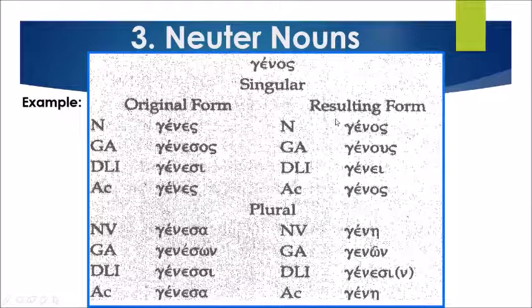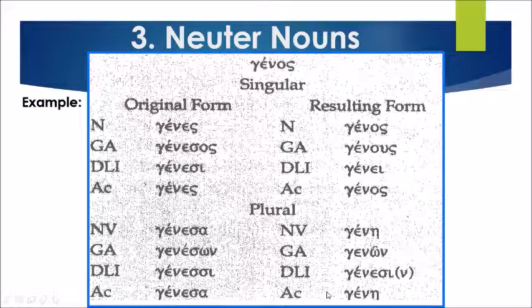But the resulting form, what happens is that genes becomes genos in the nominative. In the GA, genos, it is lengthened. DLI, gene. In accusative, genos still. Accusative and nominative in a singular and a plural are the same. Because in a plural, it is gene. The GA, genon. DLI, genesi.